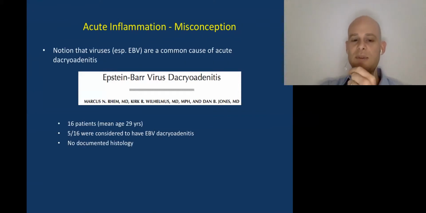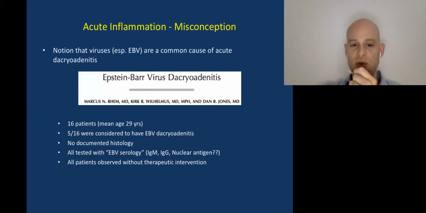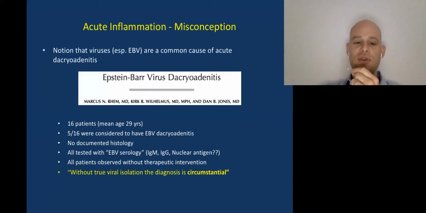But there was absolutely no histology that was documented in any of the cases, and all patients were tested with quote-unquote EBV serology, but they didn't detail if it was the IgM immunoglobulin or the IgG or the nuclear, which is important in terms of the accuracy of the diagnosis. And all patients were observed without any intervention whatsoever. And the authors concluded that without any true viral isolation, the diagnosis is circumstantial.